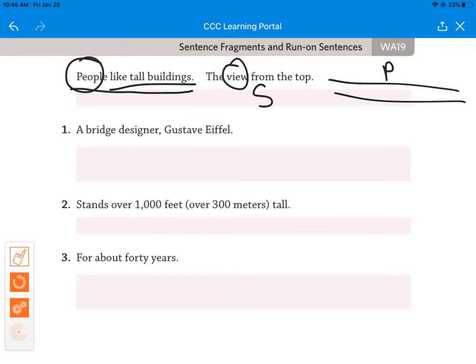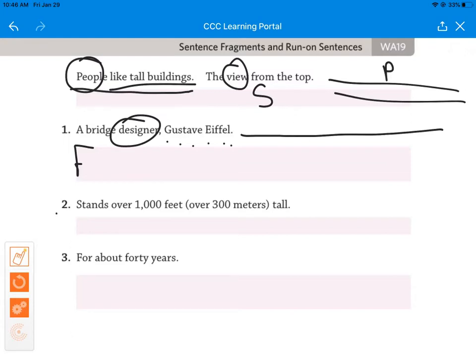The next one. A bridge designer, Gustav Eiffel. Is that a complete sentence? No, it's a fragment. What is it missing? It's missing the subject. Not subject, sorry. It's missing the predicate. So we see a bridge designer. Notice this is in a positive. It's describing more in depth who the designer is. But it's missing the predicate. What did he do? You could say he built an Eiffel Tower in Paris, France.